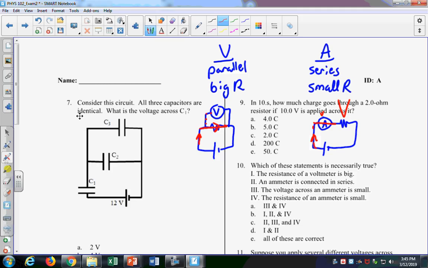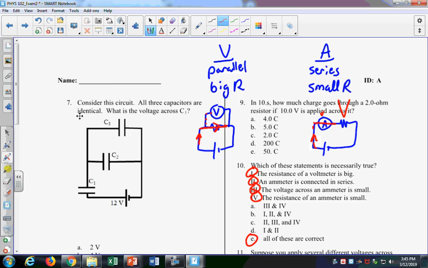So that's why we have big and small resistors in our ammeters, and that's why we hook them up in parallel and series. Okay? So I say you really should know these two facts for each, but you also need to have some working knowledge of why they are set up like that. If you look back at some of them, this was pretty simple. This was just sort of knowing it, but the statements that are true here: the resistance of the voltmeter is big, an ammeter is connected in series, the voltage across an ammeter is small. That's always true. Oh, and this is always true. Yeah, so all of these are correct.